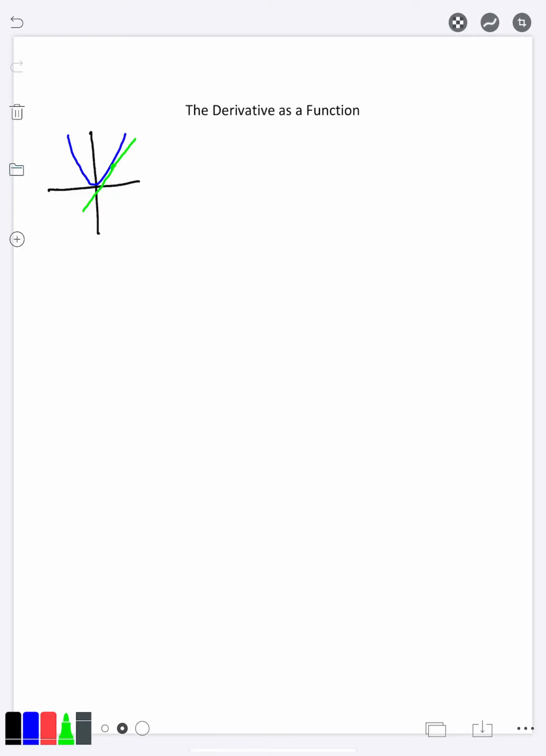In this video we're going to take a different point of view on the derivative. In a previous video we looked at y equals x squared and found the slope of the graph at x equal to 3. The idea was to find what it takes to get the tangent line at a certain point.